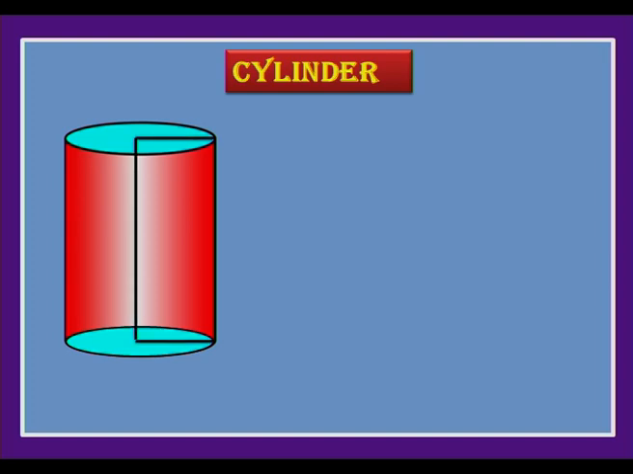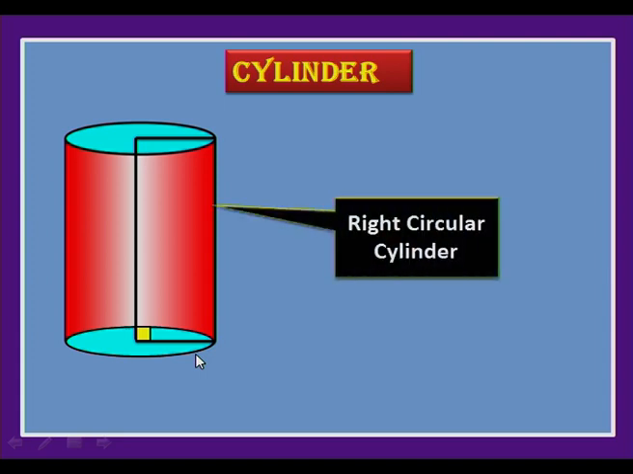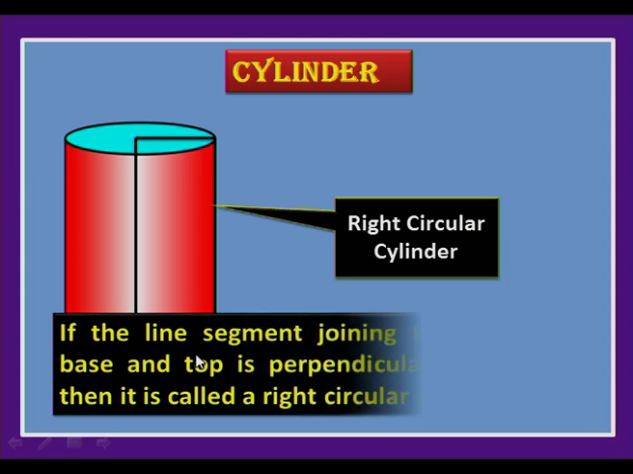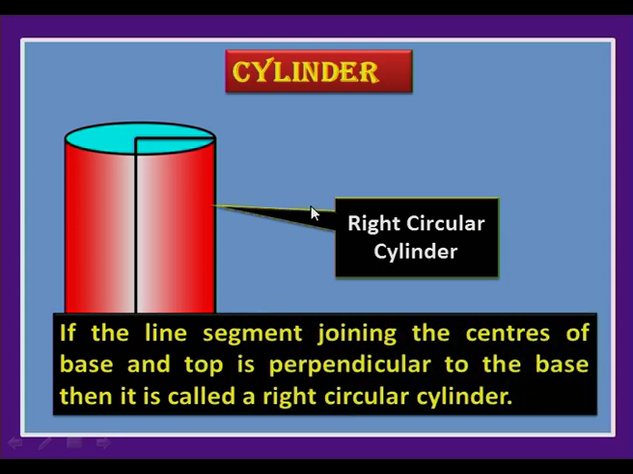In a right cylinder, if you notice, this is the radius, right, from the center to any point on the circumference of this circular base or top, and here also the distance between the center and any point on the circumference of this circular base. If you join this line segment, it is the radius. So, these two are radii, and this line joins both the centers and is perpendicular to the radius. Such cylinders are said to be right circular cylinders. So, what is a right circular cylinder? Yes, if the line segment joining the centers of base and top is perpendicular to the base, then it is called a right circular cylinder.